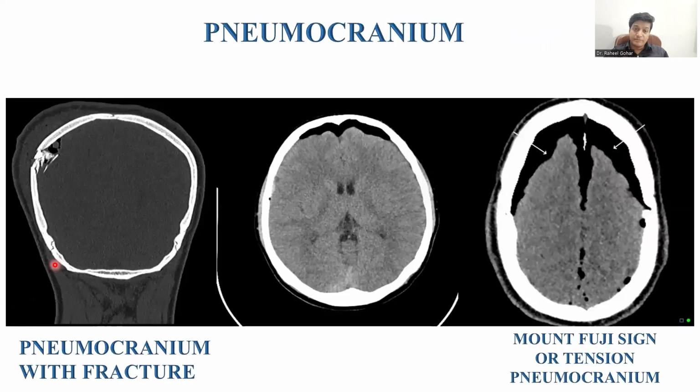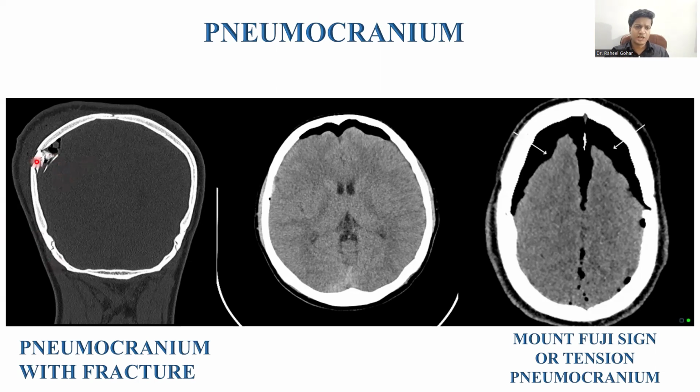Now the pneumocranium. Pneumocranium is also very important. What is pneumocranium? Pneumocranium is the accumulation of air inside the intracranial cavity. It can be outside the dura, or it can be intraparenchymal as well. It is usually associated with fractures, and we can easily see this pneumocranium on the parenchymal window as well as on the bony window.